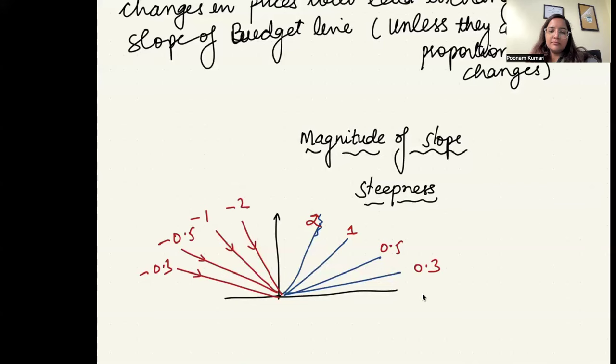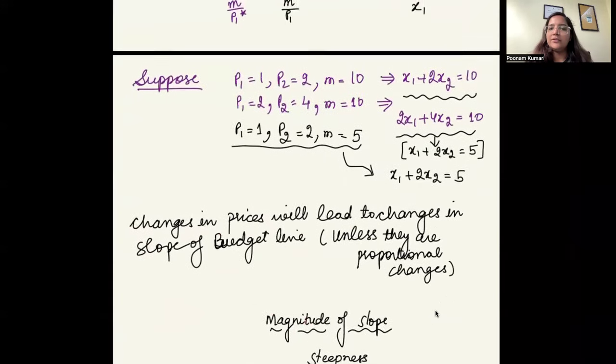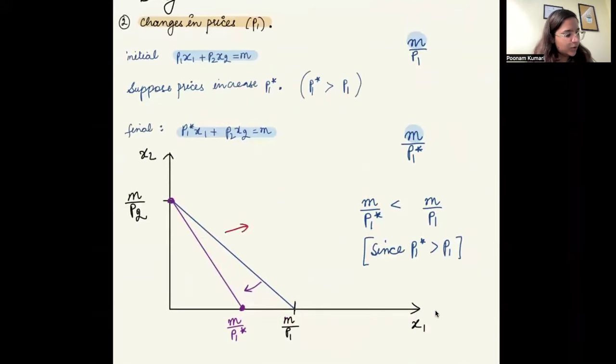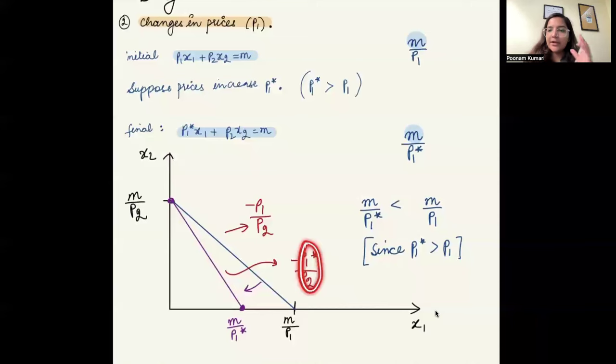Ma'am, in the previous case of price change, slope was increasing, right? Which one? This one. Yes, slope is increasing. So in this case, the slope is P1 by P2 minus, and here the slope was minus P1 star by P2. So if you check the magnitude, because P1 star is bigger, so this number is bigger magnitude wise, right? Yes. Yeah. Correct.